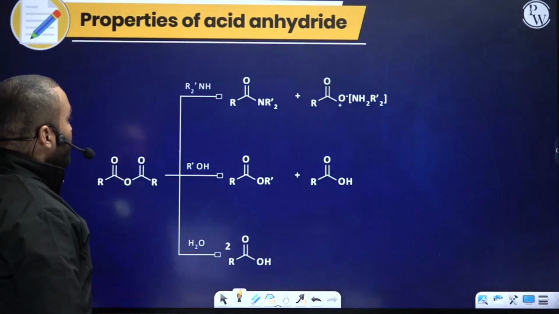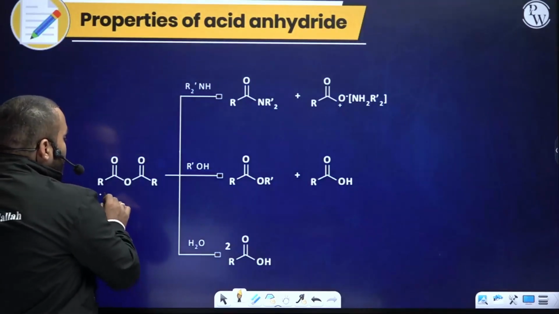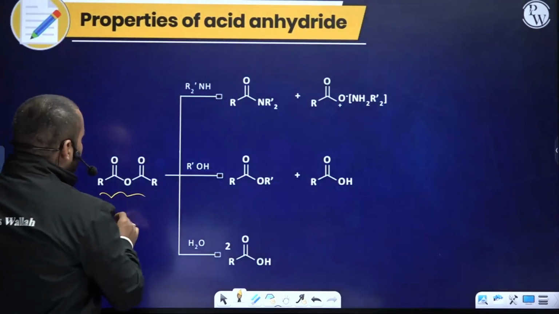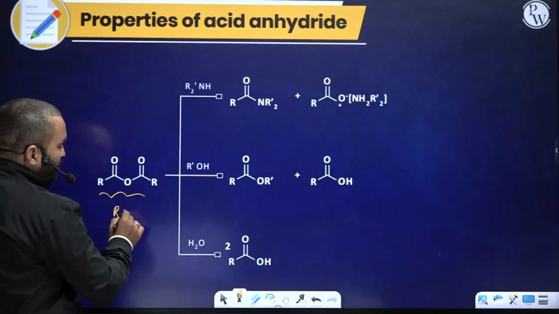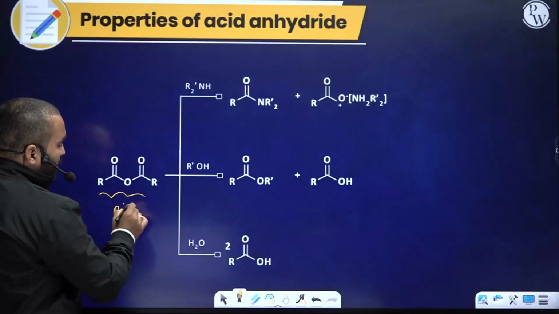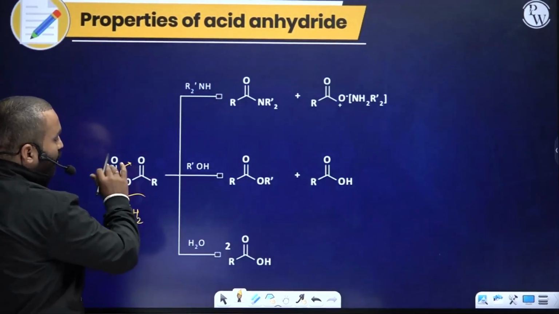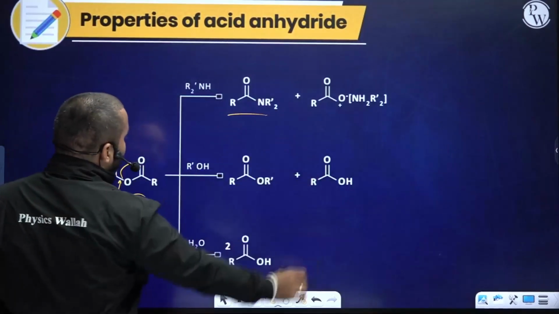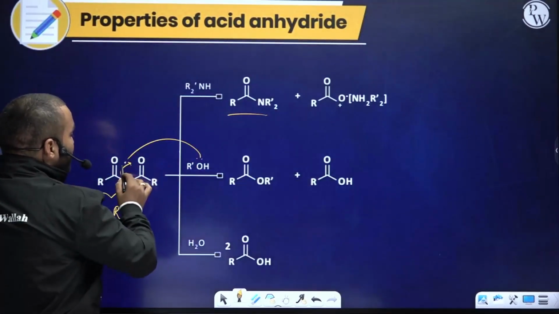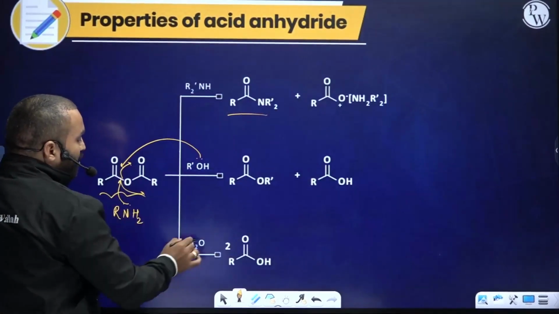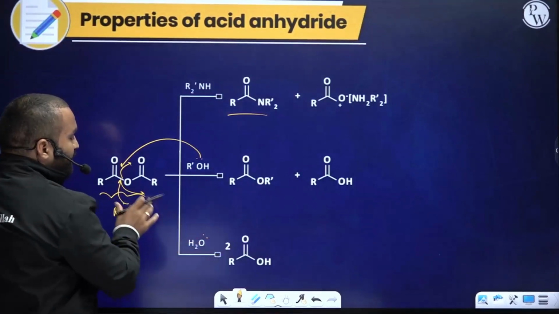Okay. Now these anhydrides can also react with ammonia or they can react with RNH2 type compounds. What is this going to do? They will react on this carbon, the whole group will leave, you will obtain amide. Alcohol will also do the same treatment here, this will leave. Water will also do the same treatment, this will leave.